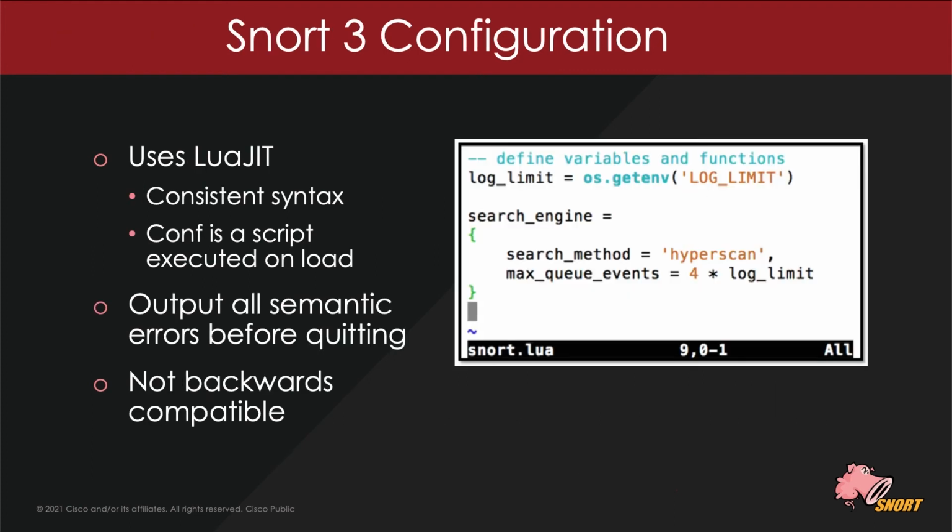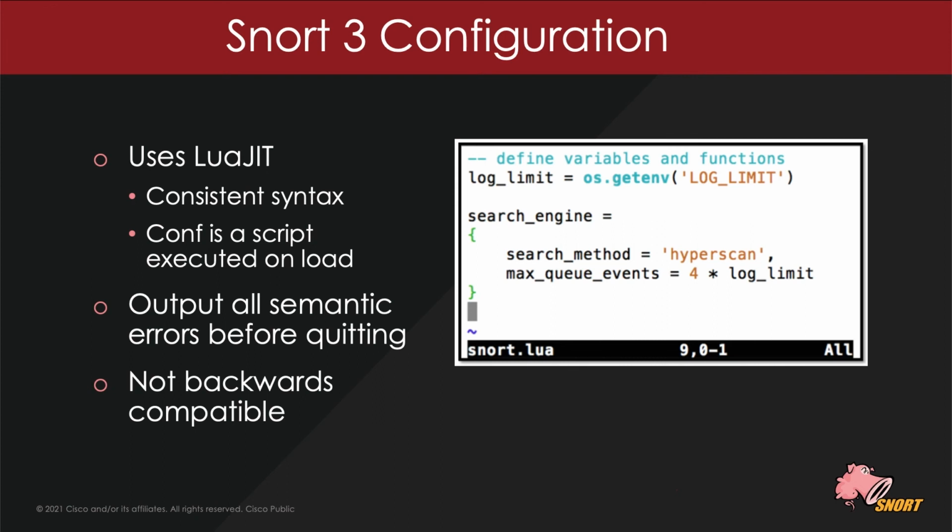Another major change in Snort 3 is the configuration. The Snort 3 configuration uses Lua. If you looked at the big Snort 2 configuration file, it can be a little bit confusing unless you know exactly what goes where or how to put it in there. There are no real standards, right? I won't say it's random, but it's not standardized throughout the file. Lua is very consistent. The syntax is consistent. This configuration is actually a script that's executed on load. It's not just a static configuration file.